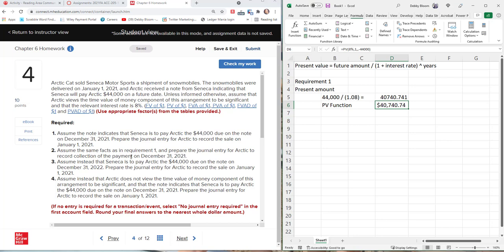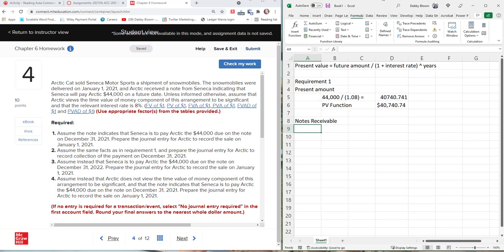Moving on, let's do requirement 1 and 2. They want us to prepare the journal entry for Arctic to record the sale, and then to record collection of the payment. Now, let's record the sale from the point of view of Arctic Cat, who is the seller. So Arctic Cat is going to have a notes receivable. Accounts receivable doesn't have interest, so once we have interest, we have a notes receivable, not an accounts receivable.